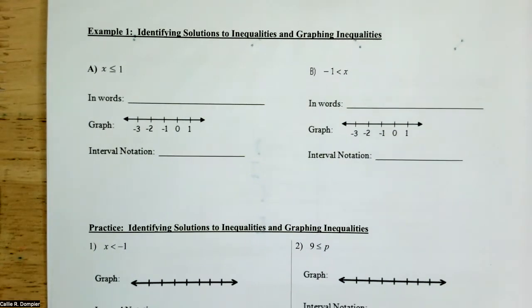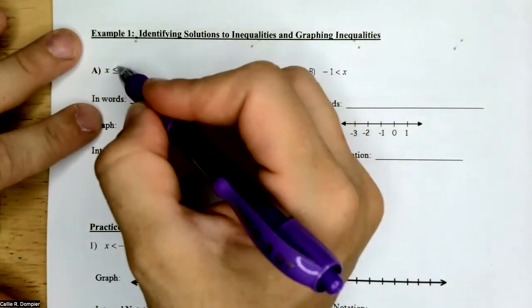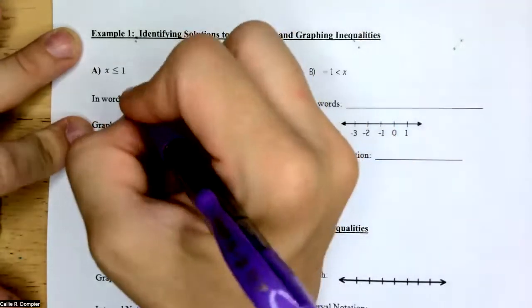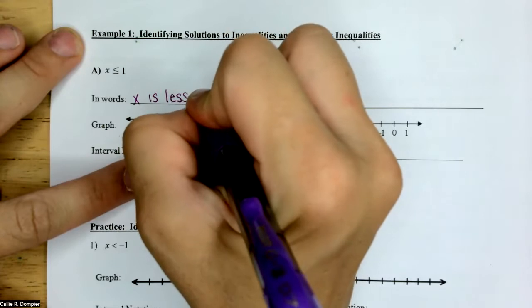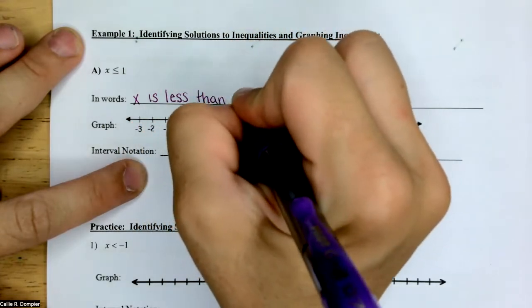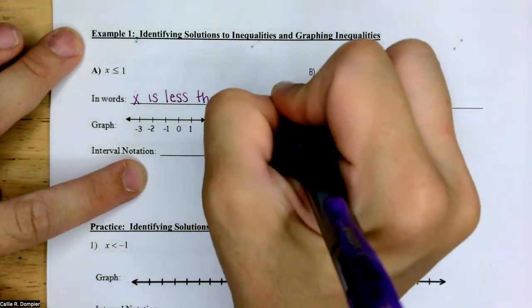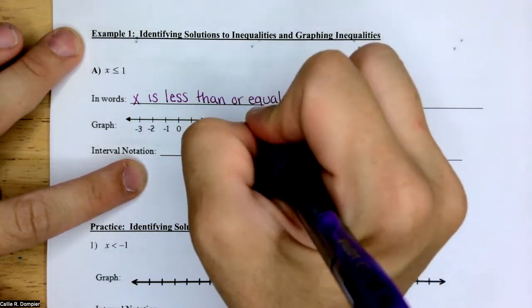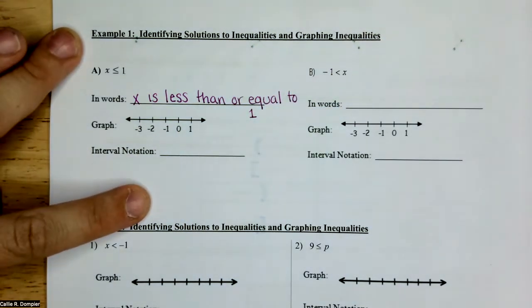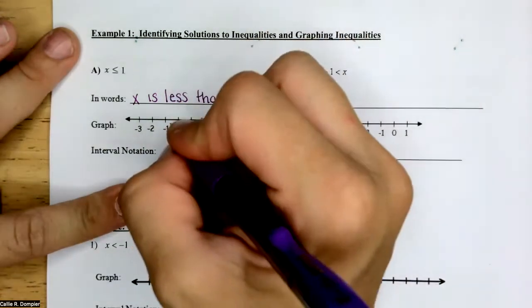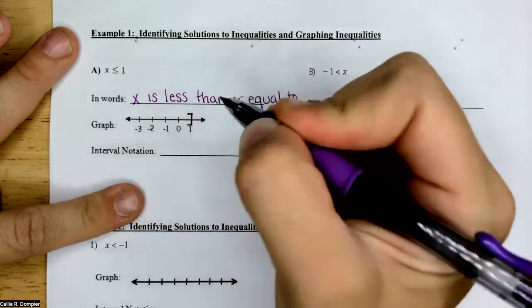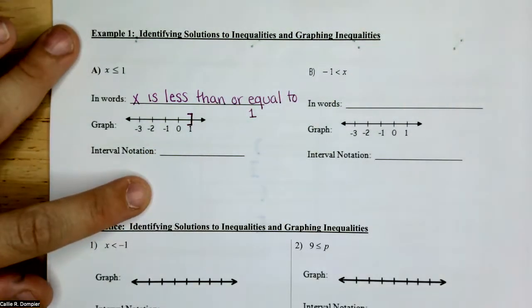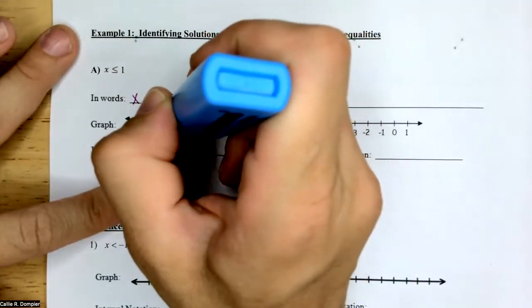Identify solutions to inequalities and graph the inequalities. So here we have x is less than or equal to 1. Good, that's how I would write it, or that's how I would say it. I would find 1 on my graph. I would use a bracket because it does include 1. And then less than is towards 0.